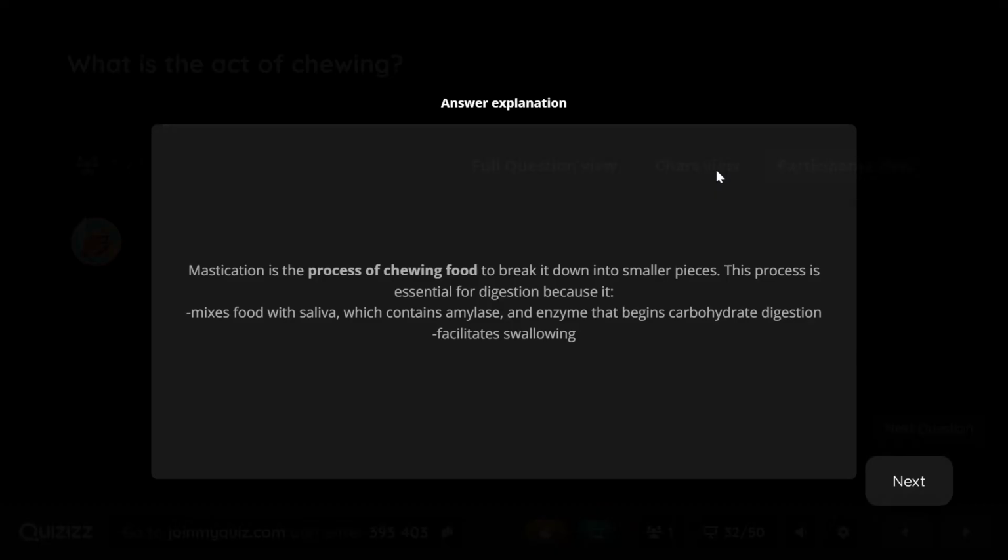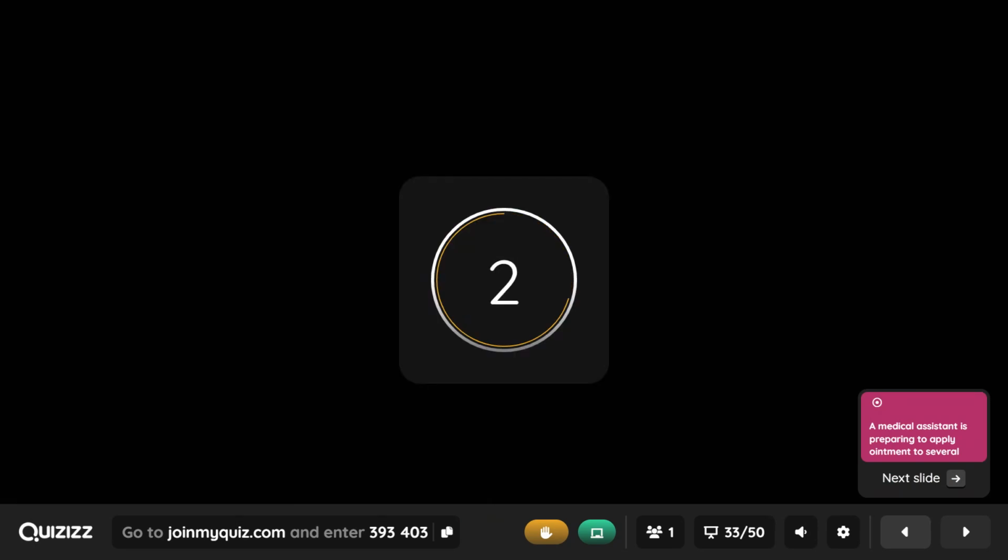Now, mastication is the process of chewing food to break it down into smaller pieces. The process is essential for digestion because it mixes food with our saliva. And our saliva actually contains amylase. This is basically an enzyme that begins the carbohydrate digestion, and it facilitates swallowing. Great job, you guys. Great job, great job. Next question.